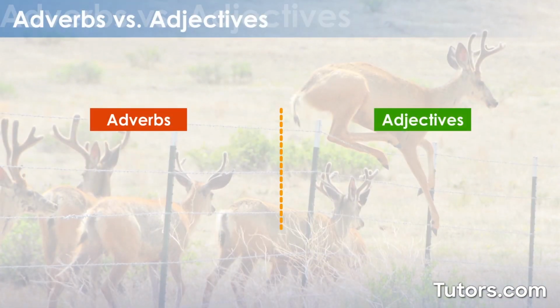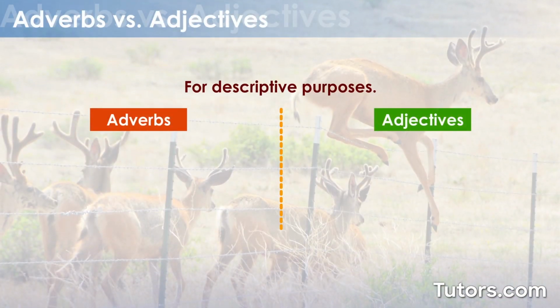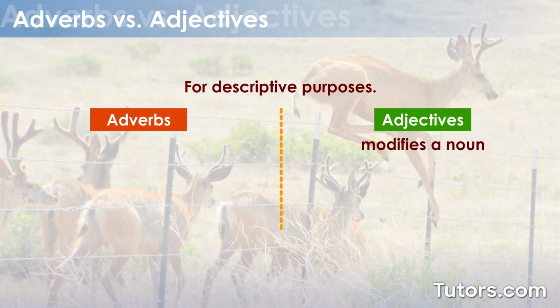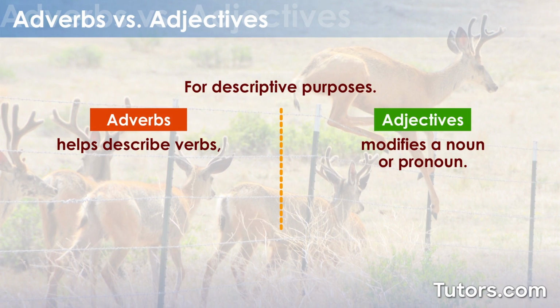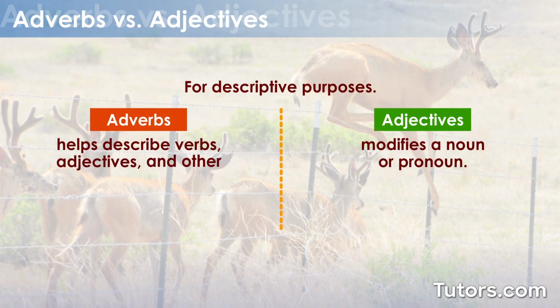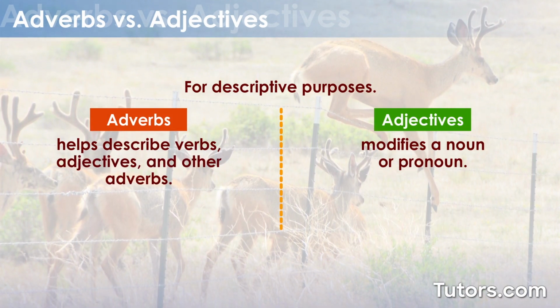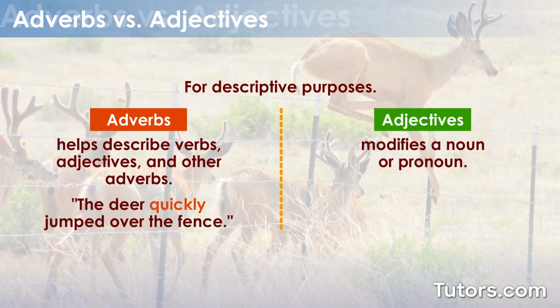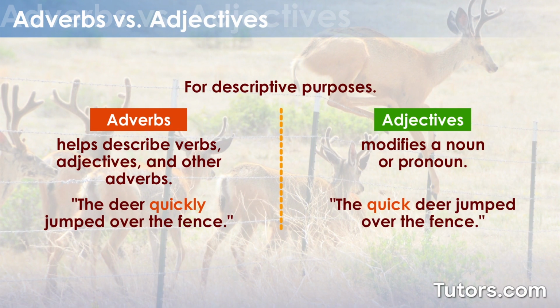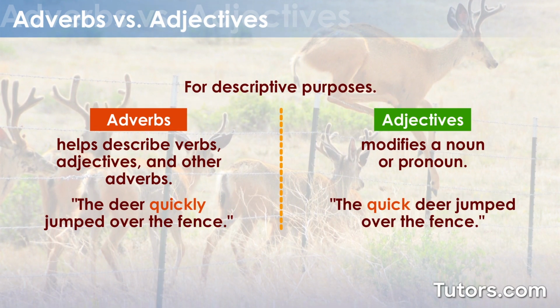Adverbs and adjectives are both used for descriptive purposes. An adjective modifies a noun or pronoun, while an adverb helps describe verbs, adjectives, and other adverbs. Adverb: the deer quickly jumped over the fence. Adjective: the quick deer jumped over the fence.